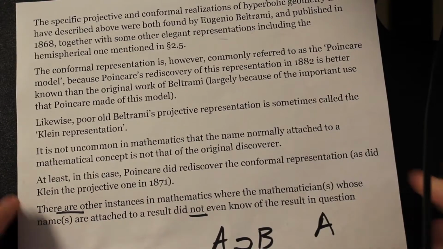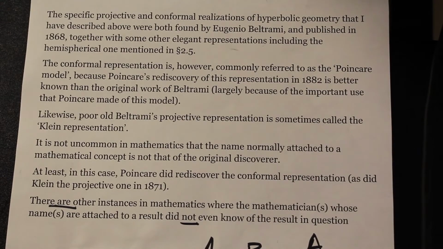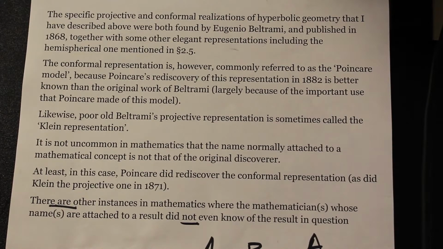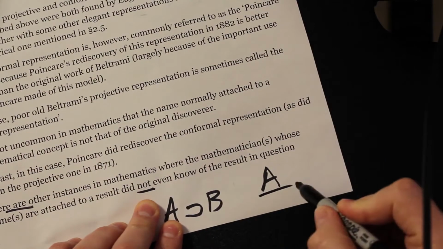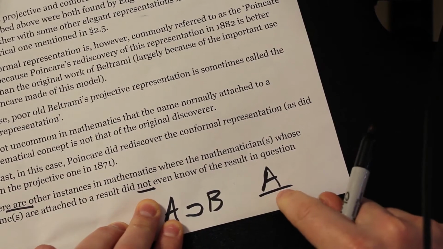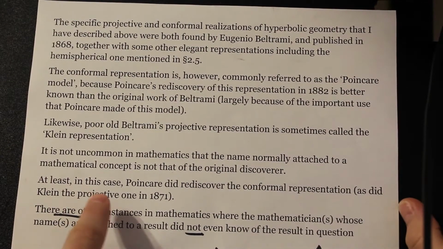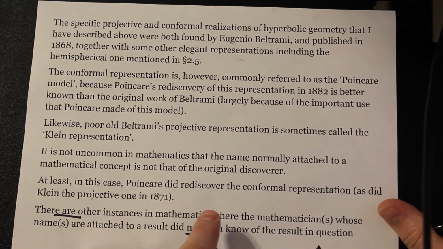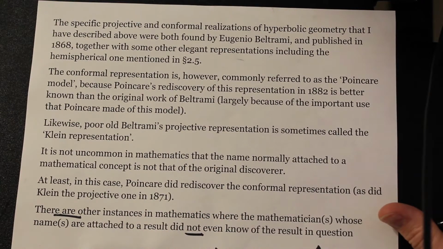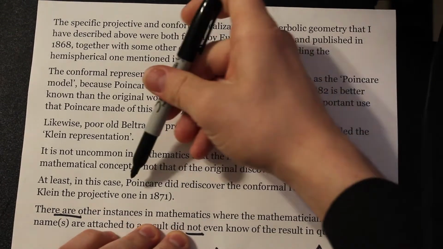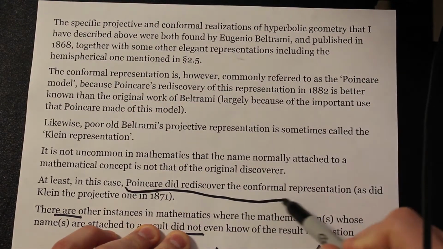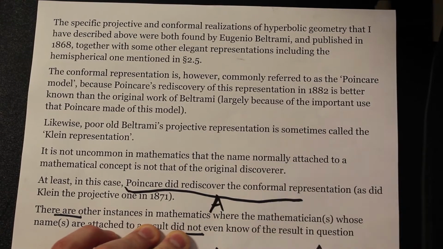So these are sentences that tell you something, and that's it. It's just a subject and a verb. It's not multiple sentences combined together. So in propositional logic, again, a letter or a symbol represents one individual proposition, one sentence. Looking at this next one, it says, at least in this case, Poincaré did rediscover the conformal representation. And that's it. The only thing the sentence is saying is he did rediscover. So that's, again, just a sentence.